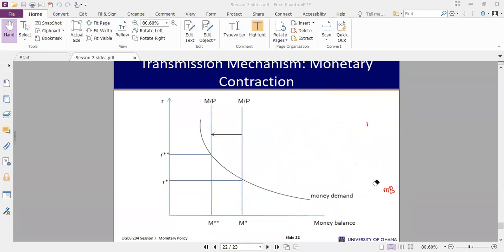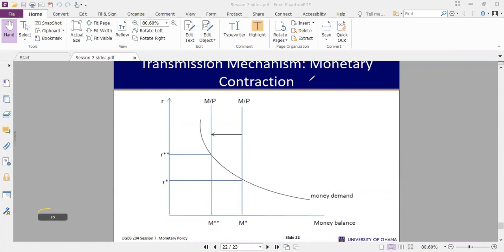Let me clear my graph. Okay, so I was saying that the one that we solved, I guess you can hear me now. It's proper now, right? Yes, it's okay now.